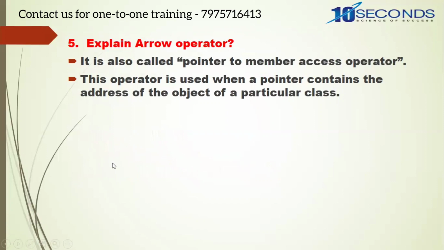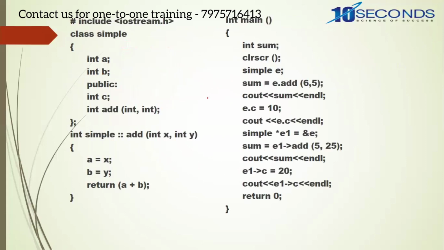Arrow operator. Arrow operator is also called pointer to member access operator. It is very important. This operator is used when a pointer contains the address of the object. Very important. So the pointer contains the address of the object of a particular class. We will see one example.